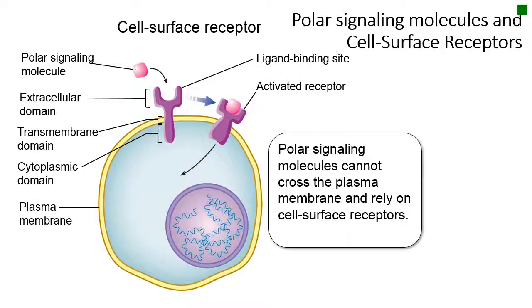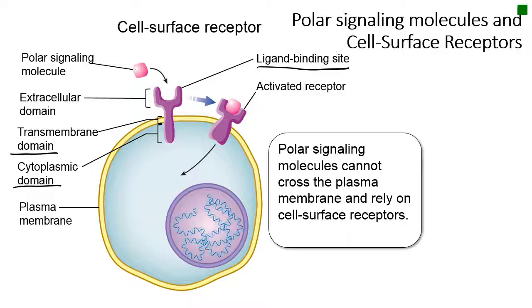Signaling molecules that are polar cannot pass through the hydrophobic interior of the plasma membrane, so they need to interact with a receptor on the exterior side of the cell. Cell surface receptors are typically more complex than intracellular receptors because they must contain a ligand binding site in the extracellular domain to interact with the signal itself. However, they must also include a transmembrane domain and a cytoplasmic domain in order to interact with both the external and internal environments of the cell.